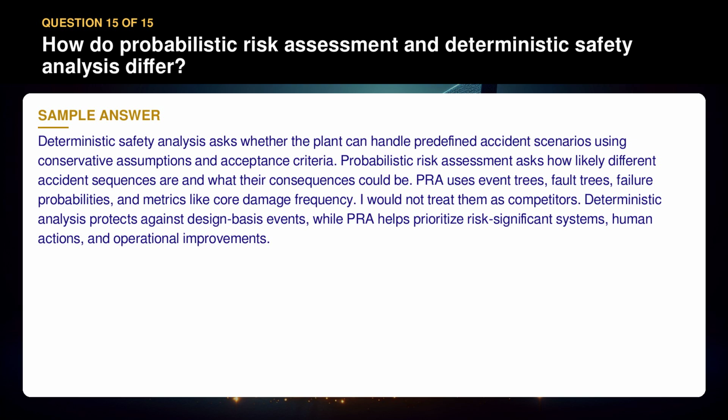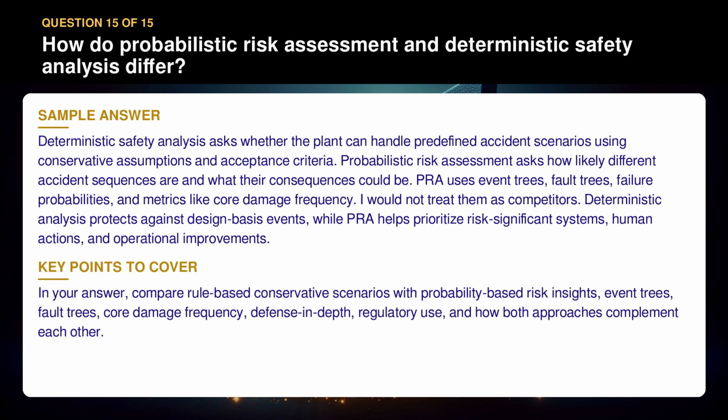I would not treat them as competitors. Deterministic analysis protects against design basis events, while PRA helps prioritize risk-significant systems, human actions, and operational improvements. In your answer, compare rule-based conservative scenarios with probability-based risk insights, event trees, fault trees, core damage frequency, defense in depth, regulatory use, and how both approaches complement each other.